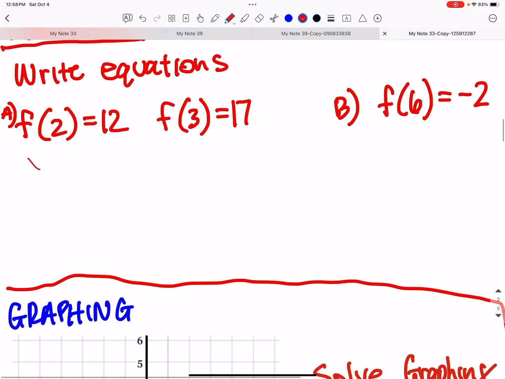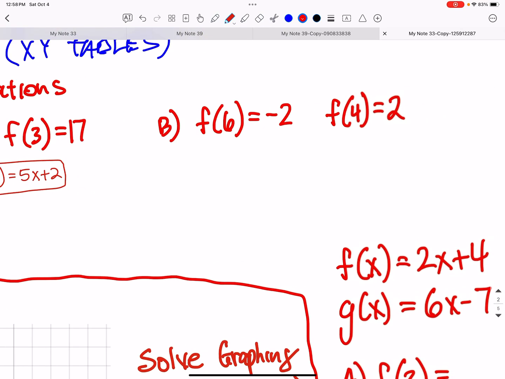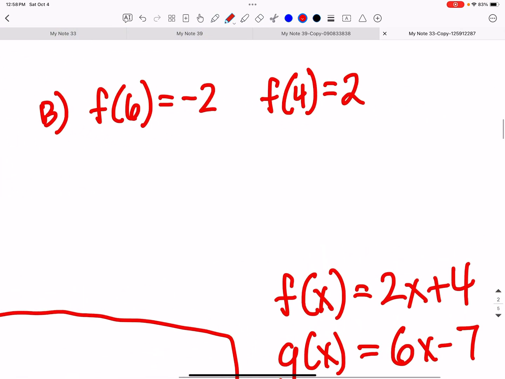All right, if we plug in 2, we get 12. If we plug in 3, we get 17. So that goes up 5 every day. So the function is that if you plug in x, you're going to get 5x. And then if you multiply by 5, I should have $10. Why do I have 12 plus 2? There's the equation in function notation. Is there any difference between y equals 5x plus 2 and f of x equals 5x plus 2? No. Just a different way to write the same thing.